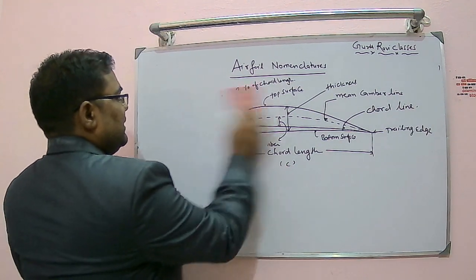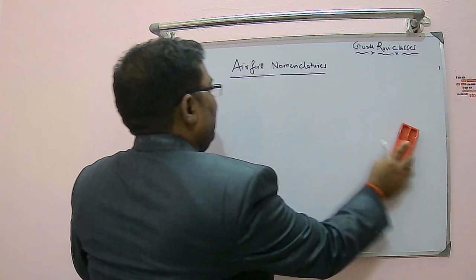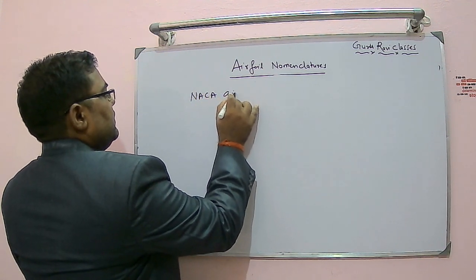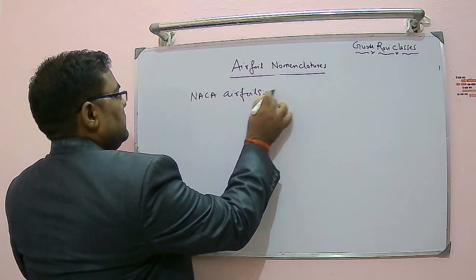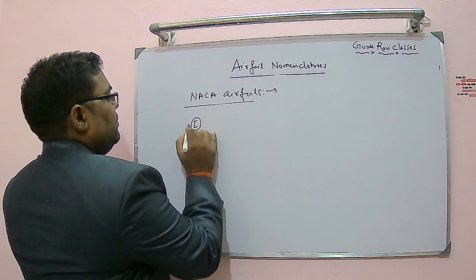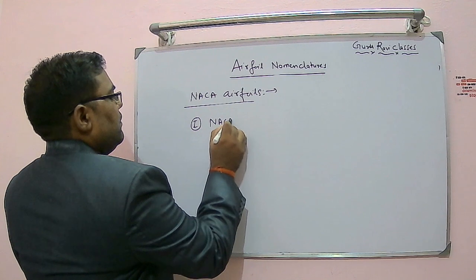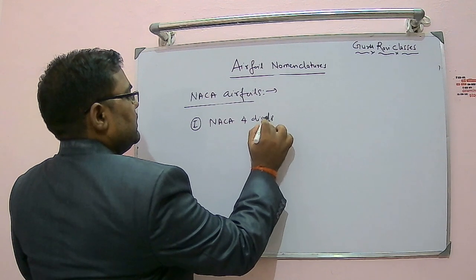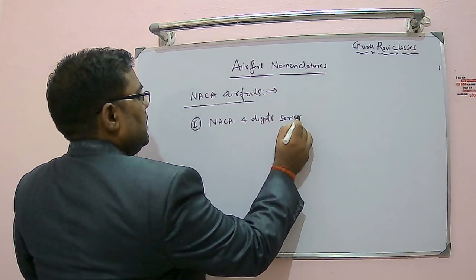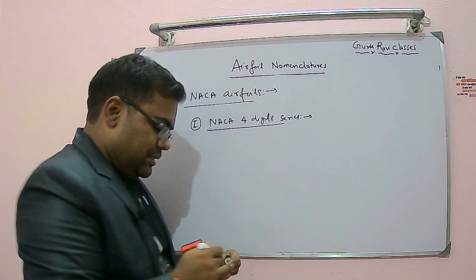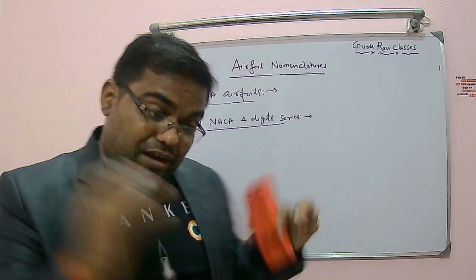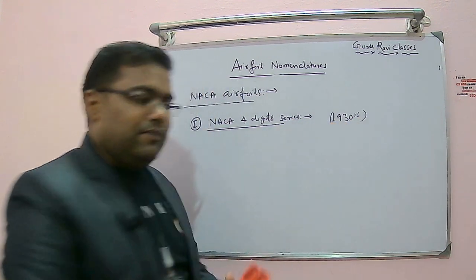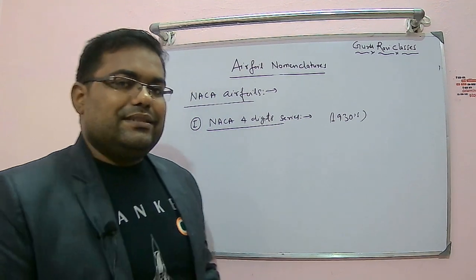So this is over, so I am erasing this. Let's start with the NACA airfoil families. NACA airfoils. The first family was the NACA 4 digit series. The first family of airfoils was developed in the early days, in the 1930s itself. So in the 1930s NACA gave the first family of airfoils, which was the 4 digit series.